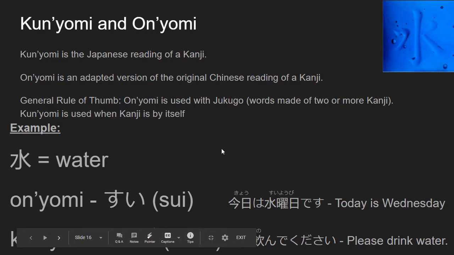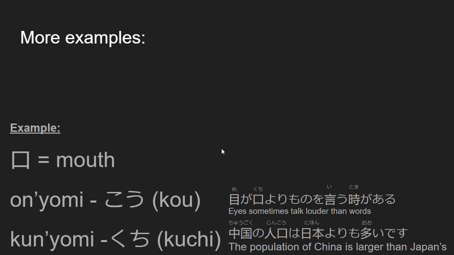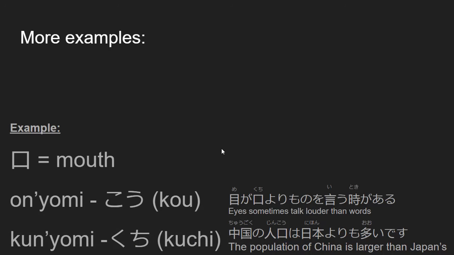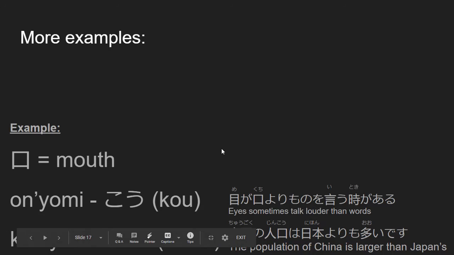I'll give another example. Kuchi, mouth. So this is our mouth kanji. On'yomi is ko. Kun'yomi is kuchi. When it's used on its own, "Me ga kuchi yorimo no iu toki ga aru." So it's on its own, so it's going to use kuchi.